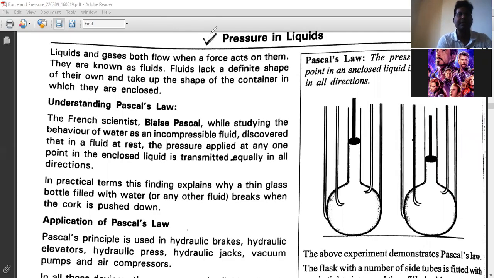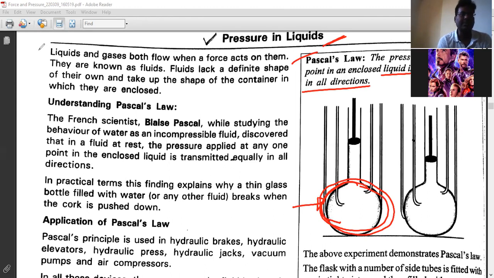So our next topic is pressure in liquids. It is given by Pascal's law. Pressure exerted at any point in an enclosed liquid is transmitted equally in all directions, right? Suppose this is a tube in which we are applying pressure here. This pressure is transmitted all over this sphere, equally in all directions. So this is called Pascal's law.